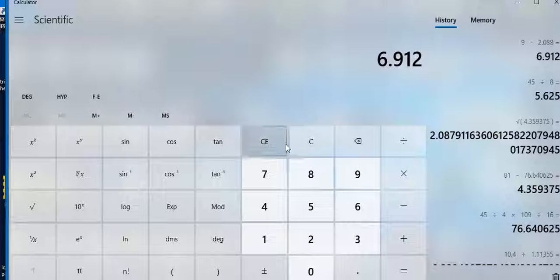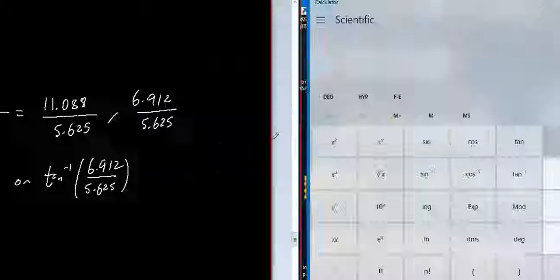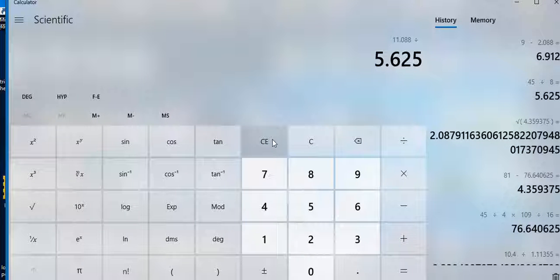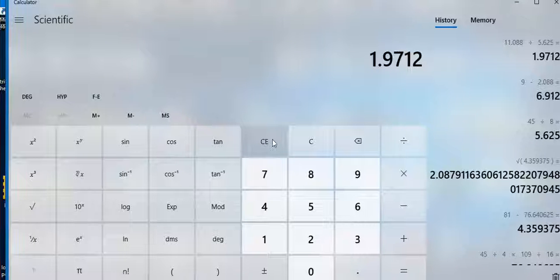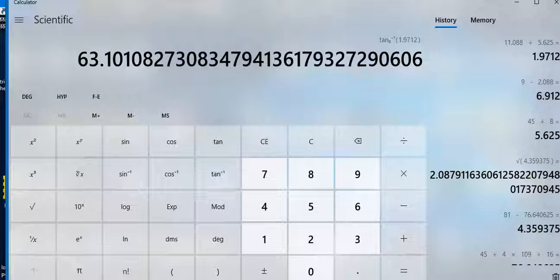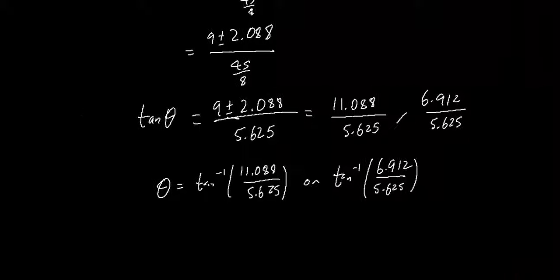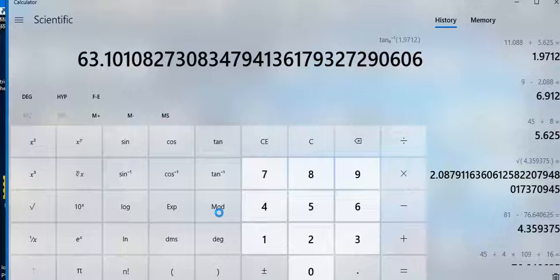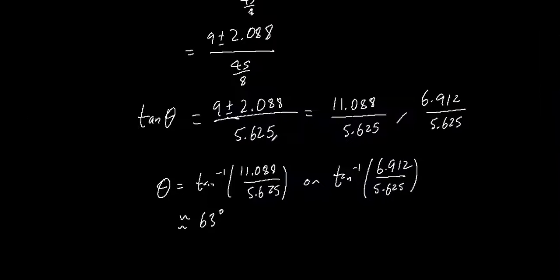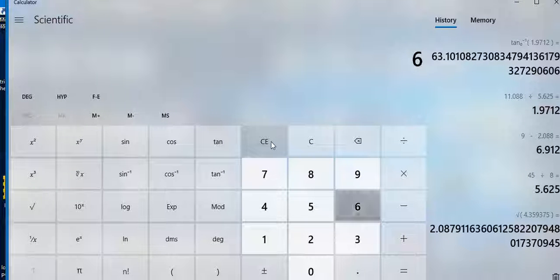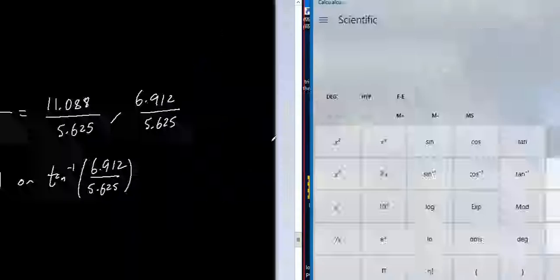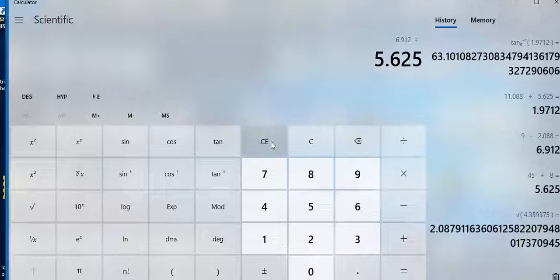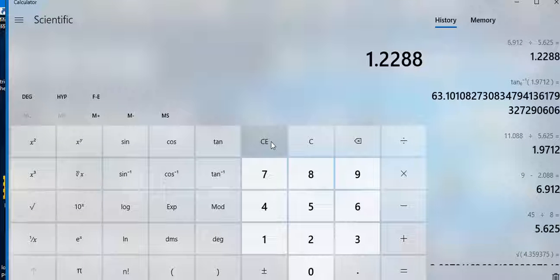I'll do the division first. 11.088 over 5.625. Sorry if I'm taking so much time. Right, it's not over 2, it's under. Okay. And if I take the tan inverse of this, it's around 63 degrees. So this is roughly 63 degrees. Okay, and the other one, 6.912 over 5.625. I get 1.2288.